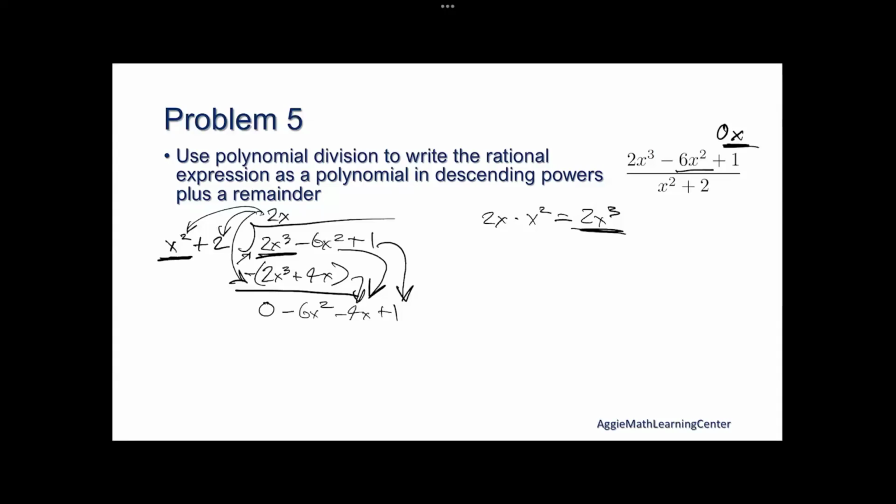So now, for us to get negative 6x squared, we want to multiply our piece that we're dividing by, the x squared plus 2, by negative 6. So up at the top of our division, we put our negative 6, and then we just perform that multiplication and bring it down. So we would get negative 6x squared minus 12, and then we perform that subtraction.